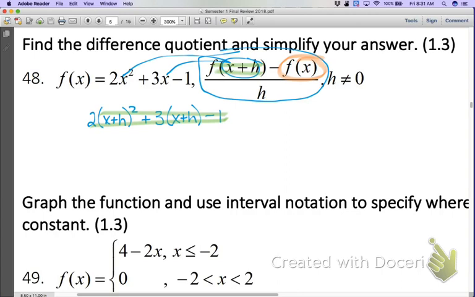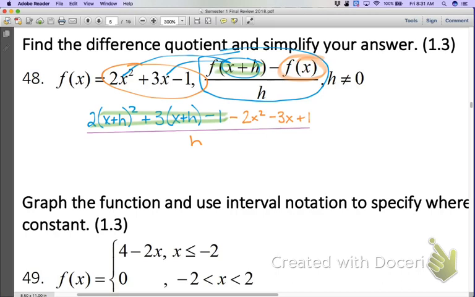Now, minus f of x. If I'm going to subtract f of x, I'm just going to change all of these signs. So I'm going to subtract 2x squared, subtract 3x, and add 1. Now, all of this is over h. Okay, but I've got a little work to do, right?